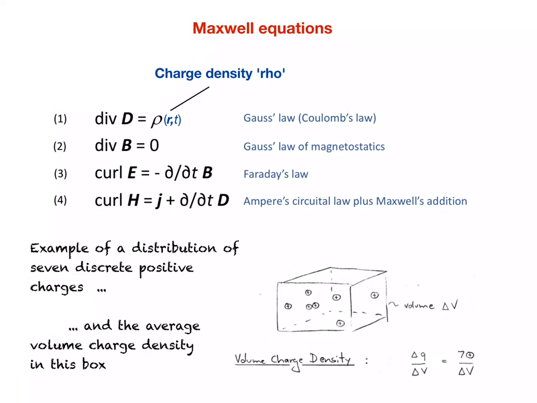The cartoon at the bottom illustrates the concept of charge density. Here, some 7 positive discrete charges are distributed inside a box. This is a charge distribution. If the total charge in the box, which is 7 positive charges, is divided by the volume of the box, delta V, we have the volume charge density.